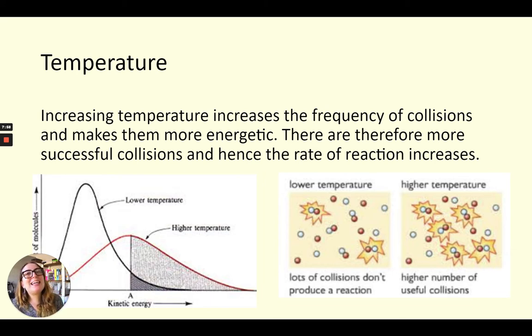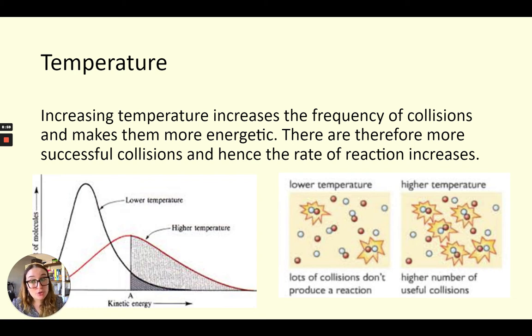Temperature. When I increase temperature, I increase the frequency of the collisions and I make those collisions more energetic. Because I do those two things, there are more successful collisions and therefore the overall rate of reaction increases. So let's think about what that means. By giving those particles more energy, so transferring energy from a heat store to a kinetic energy store, I make them move around more. I make them move more and more quickly, which means they bump into each other more. And because they're moving more quickly, when they do bump into each other, they bump into each other with far more energy than they would have done previously. If they're bumping into each other more, they're colliding more, and those collisions are more energetic, then more of those collisions will result in chemical reactions. And so therefore the overall speed of the reaction, the rate of reaction, will increase.